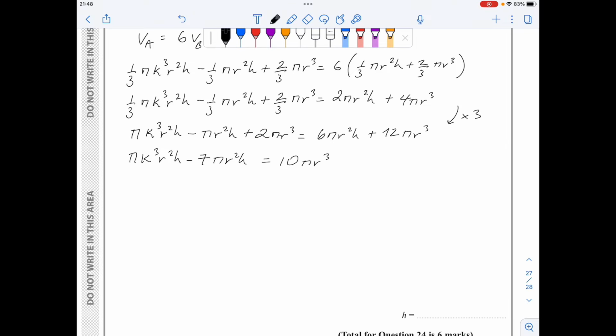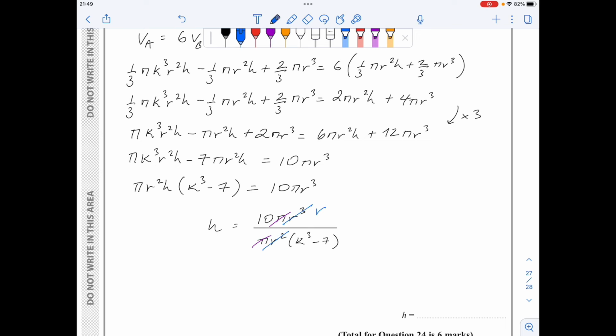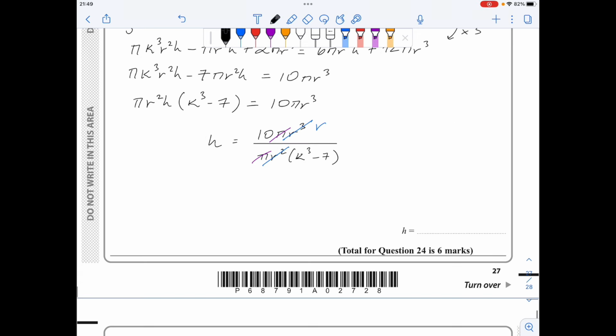I will factorize the left hand side and get pi R squared H times K to the power of 3 minus 7 equals 10 pi R to the power of 3. So H is equal to 10 pi R cubed over pi R squared times K to the power of 3 minus 7. I can cross out the pi with the pi and also the R squared with R squared at the top. I'll be left with R. So final answer, H equals 10R over K to the power of 3 minus 7.